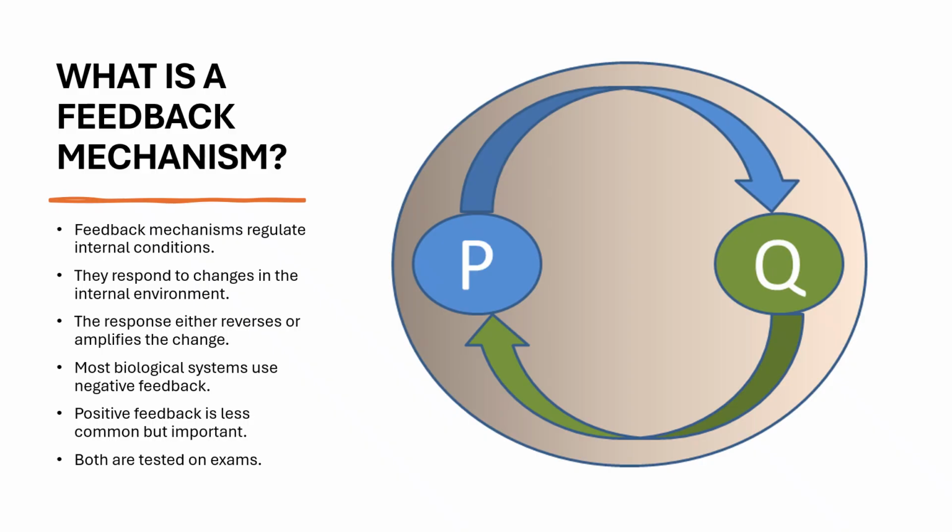Feedback mechanisms are control systems that keep internal conditions in check. They monitor changes inside the body, not outside it. When a change is detected, a response is triggered. That response either reverses the change or increases it.